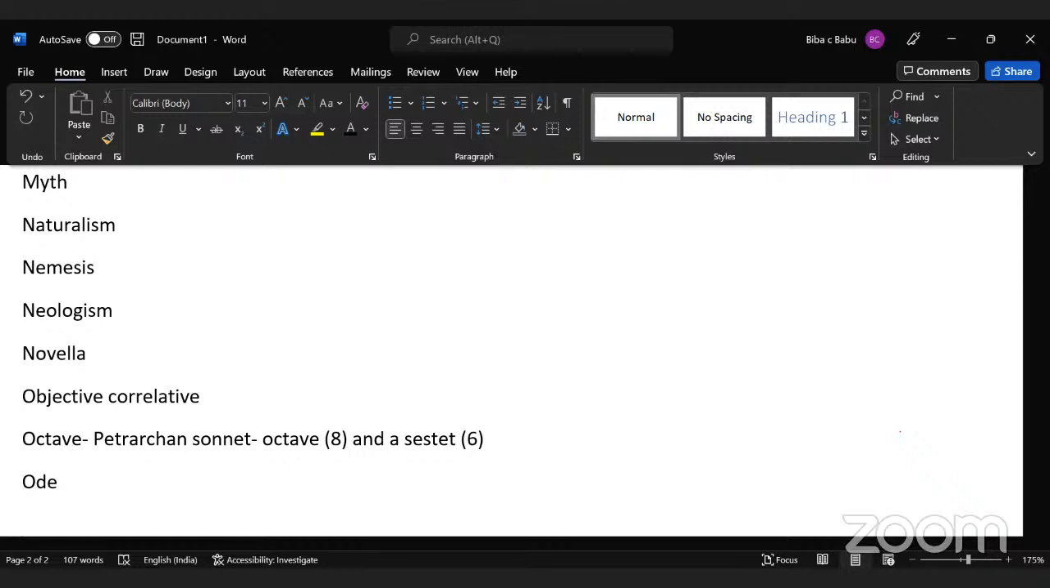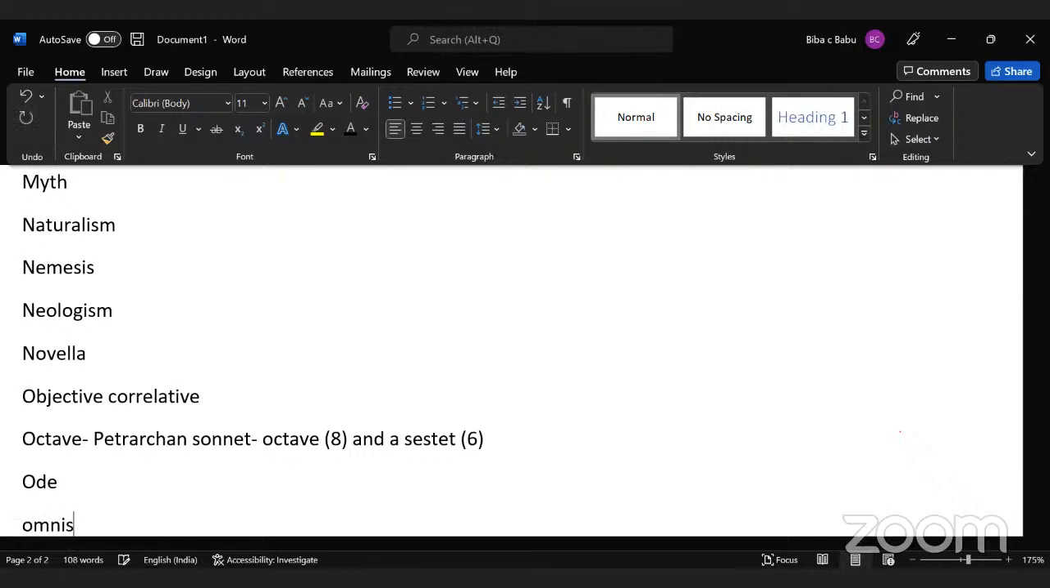Next, just another example: John Keats' Ode on a Grecian Urn. An urn is a bowl kind of thing, so he's talking about an urn. And there is another poem, Ode to a Nightingale. A nightingale is a bird, so that is a poem addressed to the nightingale. So ode is an address, often an address to a thing or an object. That is ode.